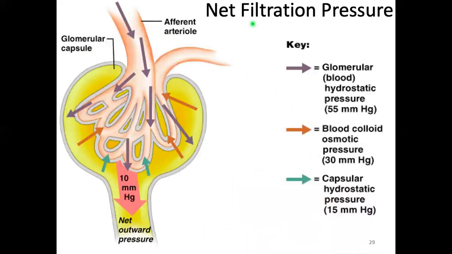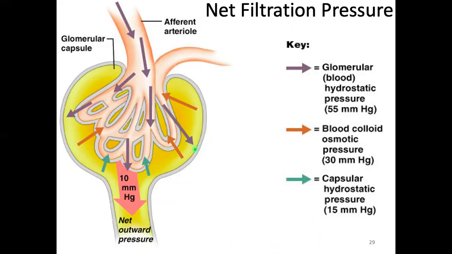So net filtration pressure is dependent on three pressures, and this is almost identical to your capillary. So if you didn't learn the capillary when we covered blood pressure, the capillary filtration and reabsorption, it's going to come back to haunt you. So here's your afferent arteriole. So blood is flowing through your afferent arteriole, right? And that pressure is kicking fluid out into the Bowman's capsule. So here's your glomerulus, here's your Bowman's capsule, right?